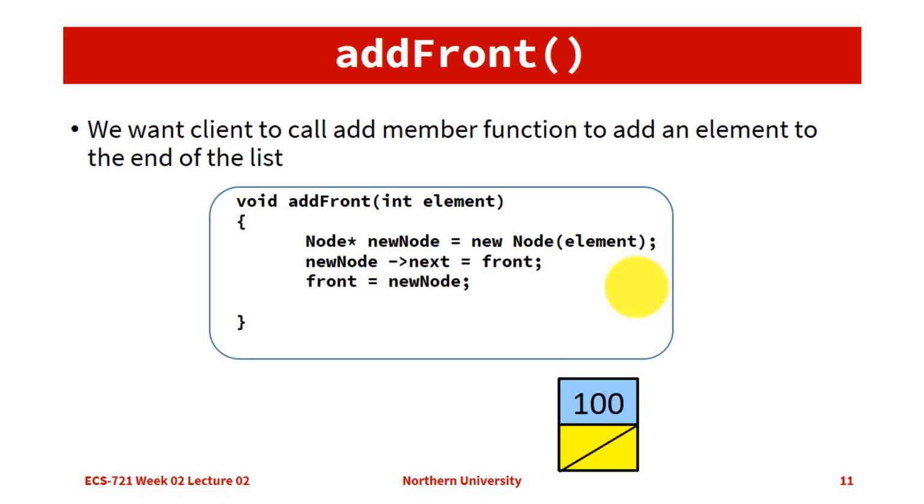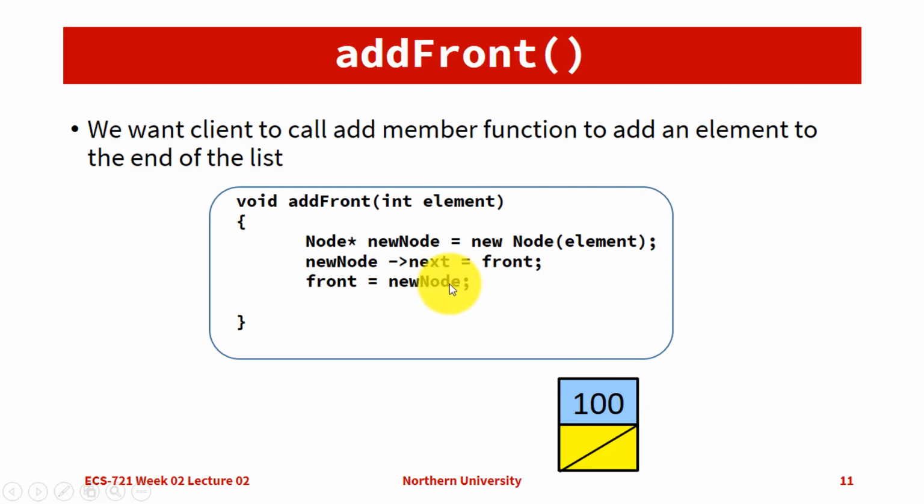Now let me talk about the AddMember function. I've given it this name so that it's clear from the name of the function what it's going to do. It's going to add a value or a node to the front of the list. It's going to take an argument, which is the value, and create a new node on the heap and pass that value to the data part of the node. So for example, if the element parameter holds the value 100, we will create a new node and put 100 in the data part of that node.